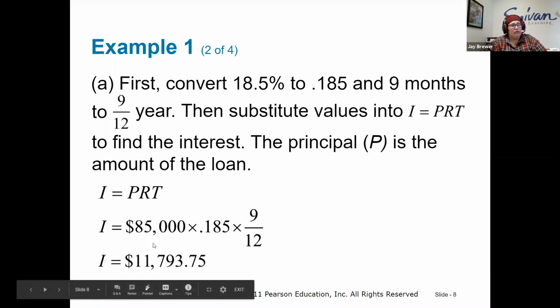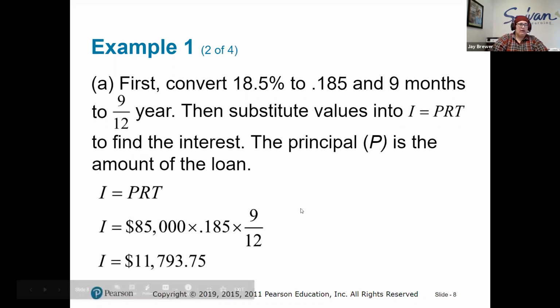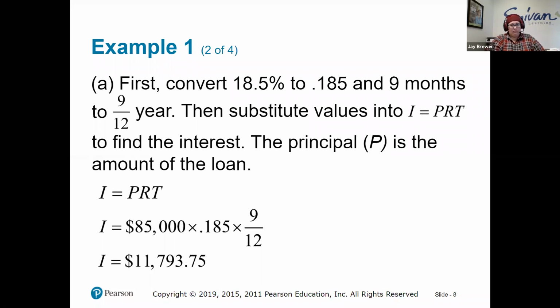When you do that in your calculator, you end up with an interest of $11,793.75. Now, that is not what she would actually end up paying the bank. She would end up paying the bank what in total? How did we figure it out?